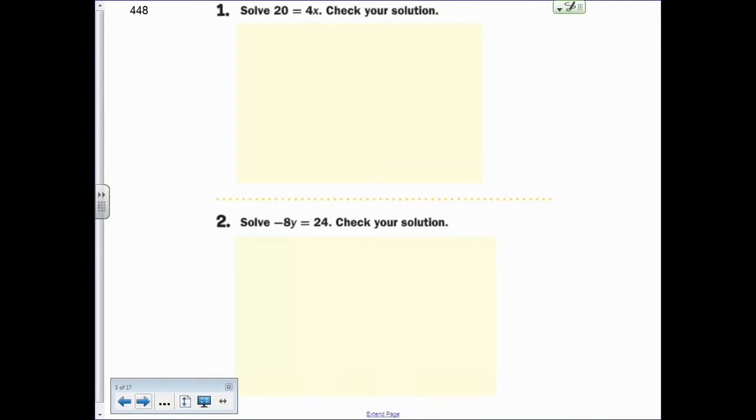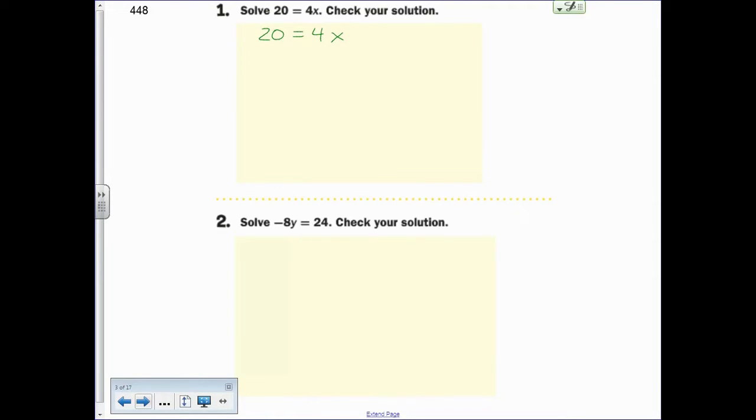Example number 1 on page 448 says 20 equals 4 times x. We know that when we solve equations with addition and subtraction, we want to get the letter or the variable by itself. Well, the same goal is here as well. We want to get x by itself. Notice that x is on the right-hand side of the equal sign. We're going to make sure that it stays on the right hand of the equal sign, but we're going to have to get rid of everything that is with it.